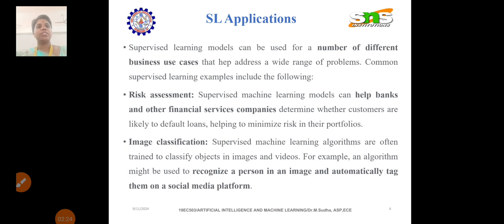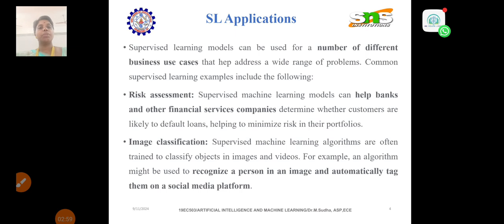Next, supervised learning applications. Supervised learning models can be used for a number of different business use cases that help address a wide range of problems. Common supervised learning examples include the following, especially risk assessment. A supervised machine learning model can help banks and other financial services companies determine whether customers are likely to default on loans, helping to minimize the risk of their portfolios. So mainly it is involved in risk assessment.